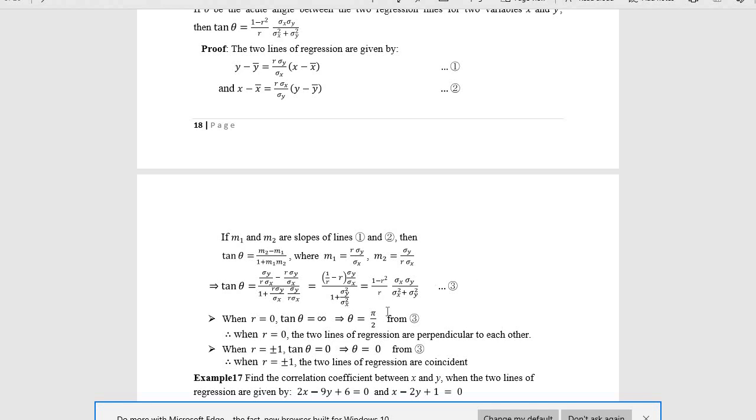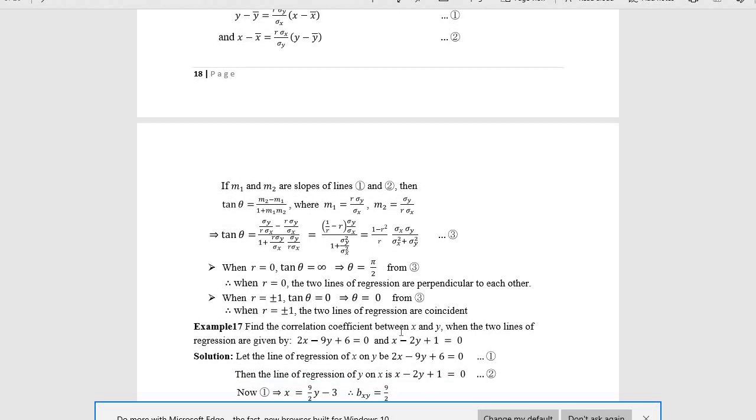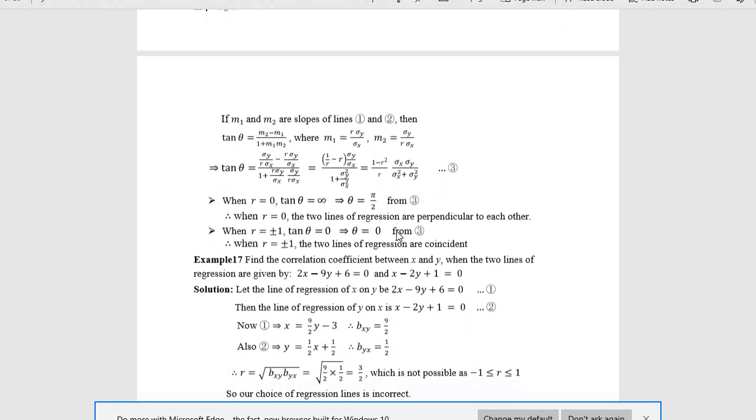Then tan theta is (1 minus r squared) by r, into sigma x squared plus sigma y squared. And when r is equal to 0, something by 0 is infinity. Tan theta is infinity, so theta is equal to how much? Pi by 2. When r is equal to 0, the two lines of regression are perpendicular because theta is equal to pi by 2. When r is equal to plus or minus 1, tan theta is equal to 0, which means they are parallel. The two lines of regression are coincident, the same.